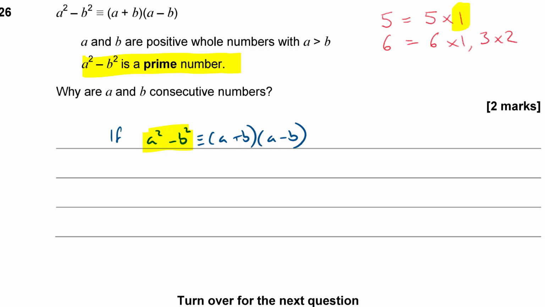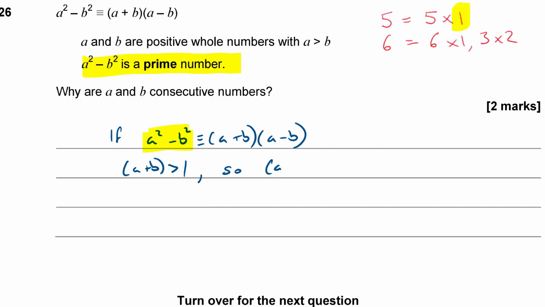Now let's have a think about a plus b. We're told that a and b are whole numbers and a is bigger than b. So the smallest a can be is 2 and the smallest b can be is 1. So the smallest a plus b can be is 3, isn't it? It's going to be a number larger than 3. So it's certainly bigger than 1, isn't it? So what about the other one? That first part there can't be the 1. That means that the a minus b has to be the 1 if it's going to be prime.